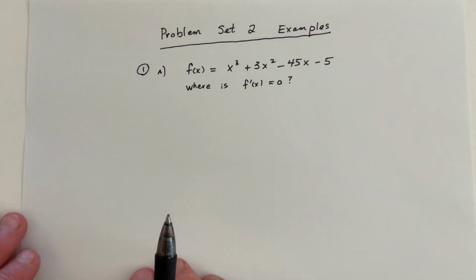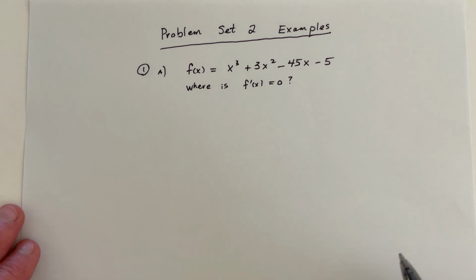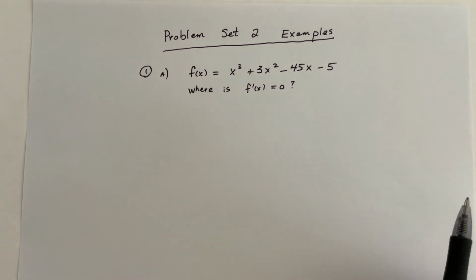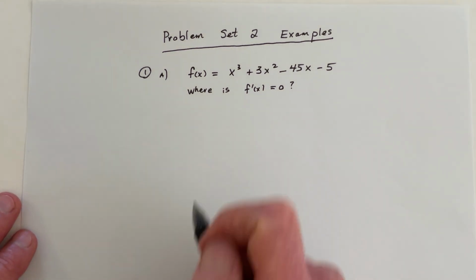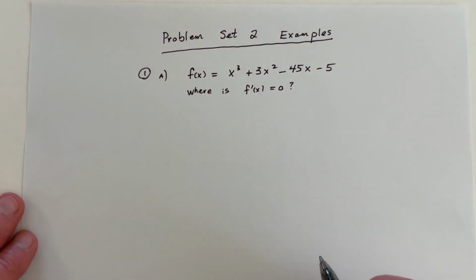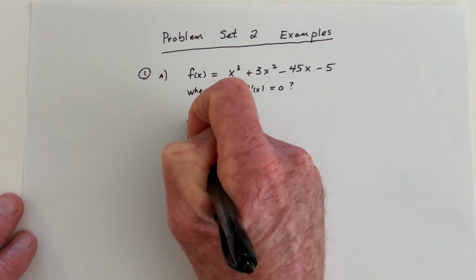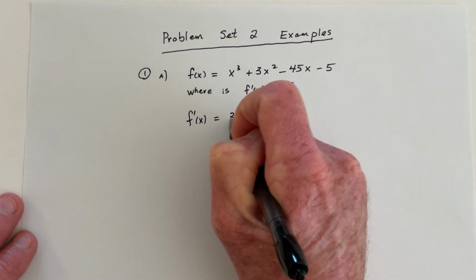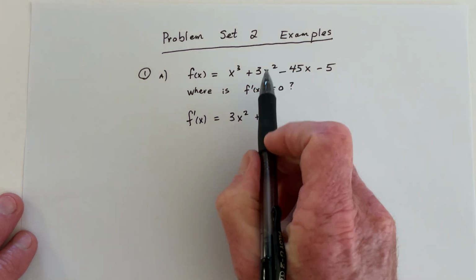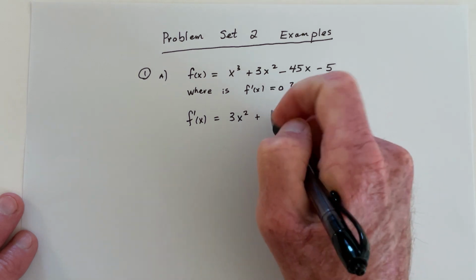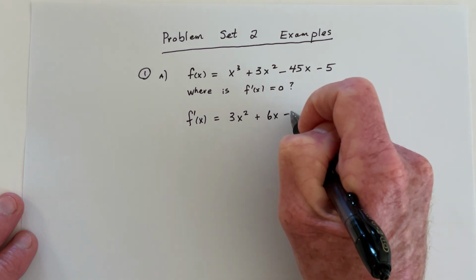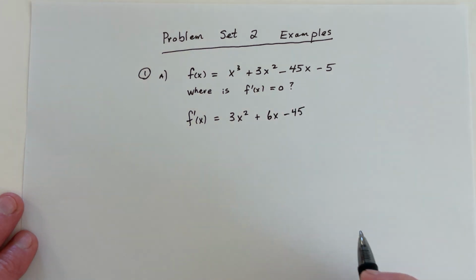The first one is similar to number 1, part A. Where is the derivative equal to 0? Of course, I am going to take the derivative using the power rule, not using the limits anymore. Now that we've got the power rule, I can go ahead and use that. So the derivative here will be 3x squared. The derivative for this one is going to be plus 6x. The derivative of negative 45x is negative 45. And the derivative of negative 5 is 0.